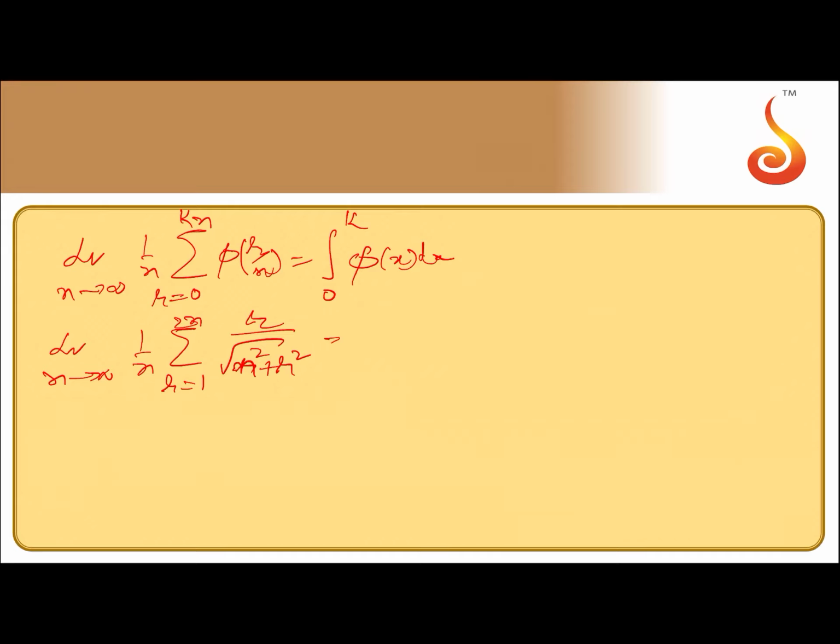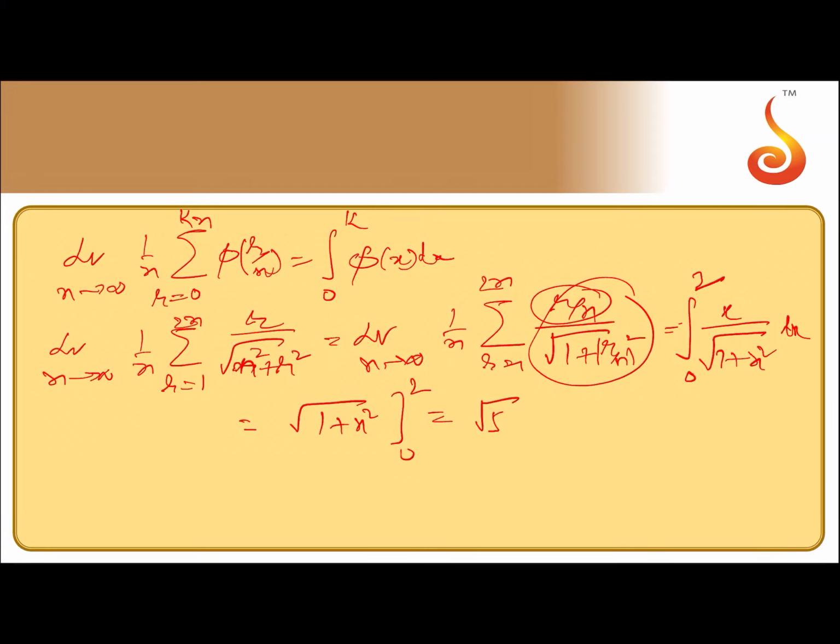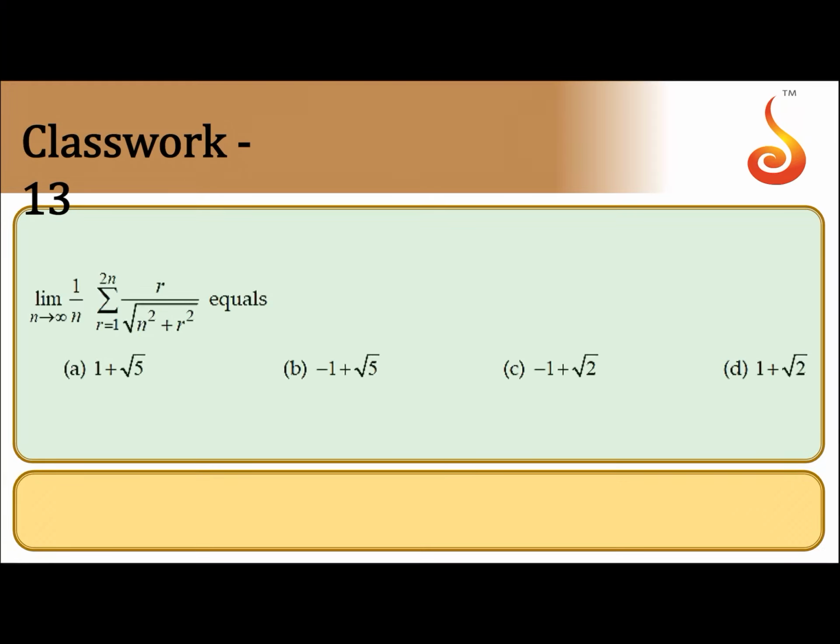Dividing numerator and denominator by n: limit n tends to infinity 1 by n sigma r equals 1 to 2n of r by n divided by root of 1 plus r by n taken whole square. This is completely a function of r by n, from 1 to 2n. Therefore, you can replace it by integral 0 to 2, with r by n replaced by x, of x divided by root of 1 plus x square dx. This is the derivative of root of 1 plus x square, limits from 0 to 2. Substituting, we get root 5 minus 1. So the answer is root 5 minus 1, option B.